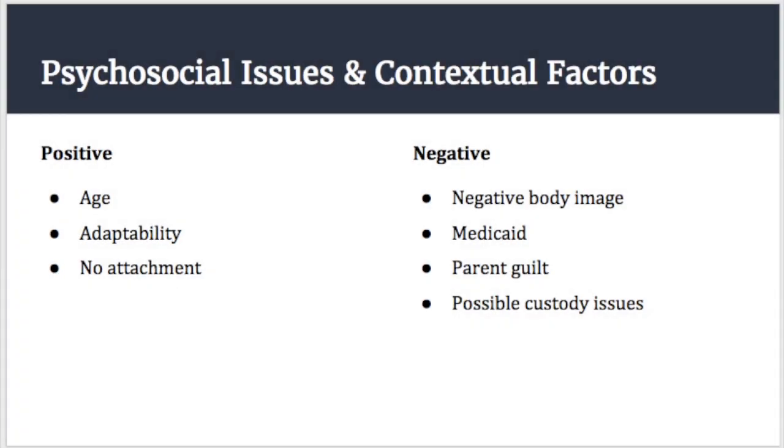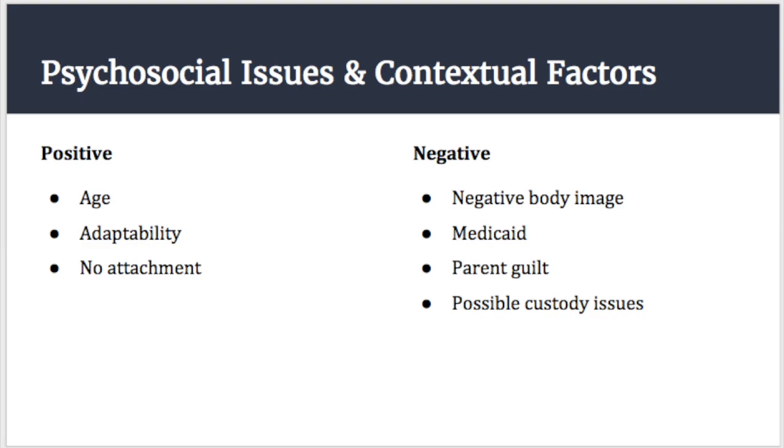Some of the positive factors that will affect Shane are his age, his adaptability, and his no attachment to his limb. Since he is young, he's still learning how to do a lot of his functional daily activities, so his prosthesis will be incorporated into his learning. This also goes to affect his adaptability to other situations.